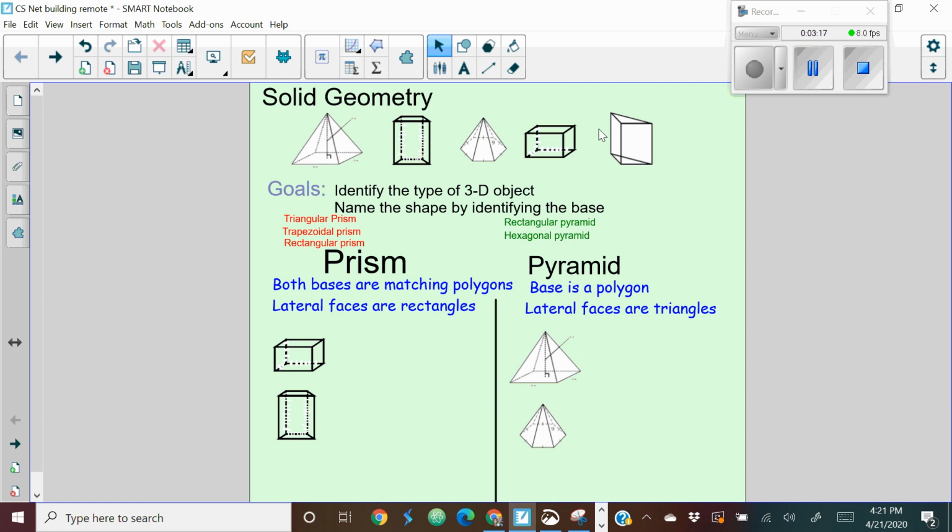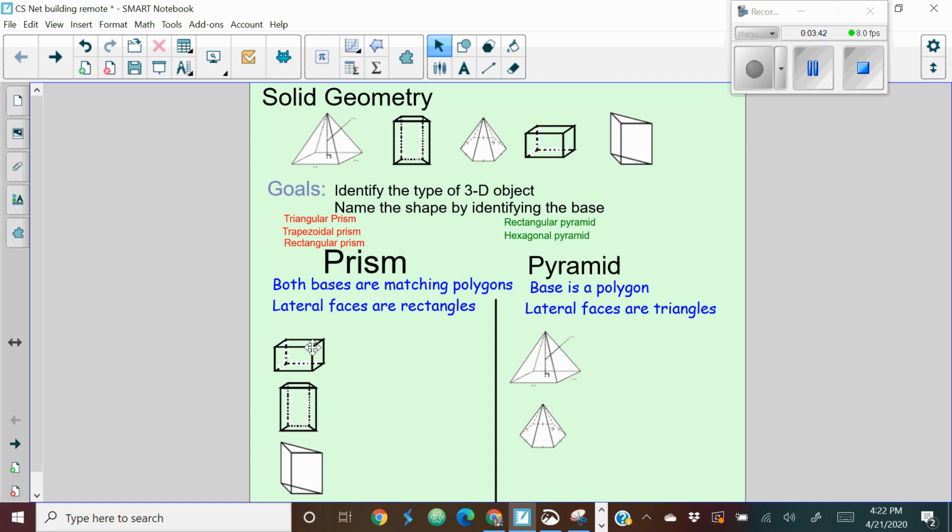And then the last one here, this one's kind of tricky for people. So remember, it has two bases that match, which makes it a prism, and it has rectangular faces. Even though the bases are triangles, it doesn't come to an apex or a point. So now you want to be able to give the names.